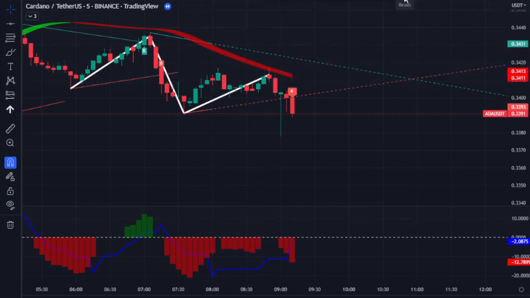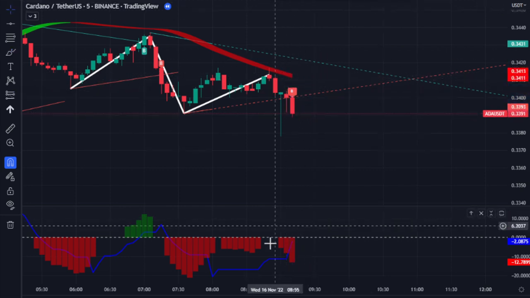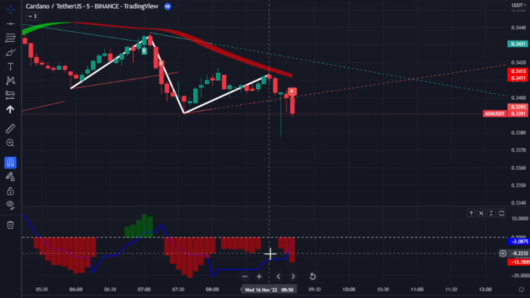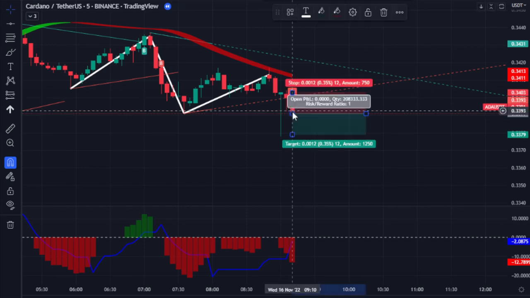Second, at the moment of the bearish breakout the price must be below the whole suite. Third, the key bar must be red and the blue line must be below the zero line. Once these conditions are met, we set our stop loss and take profit.